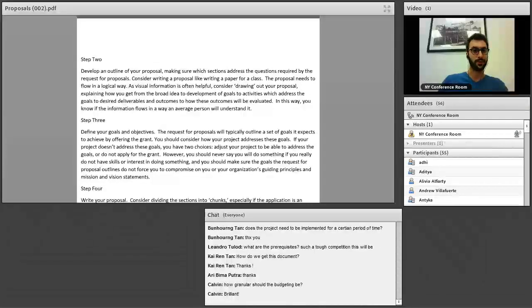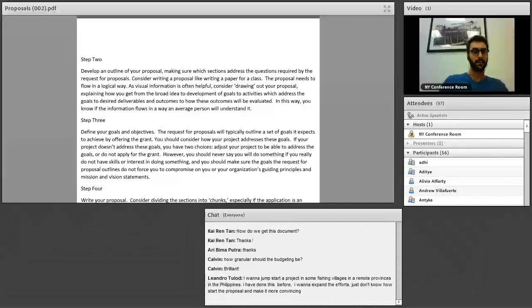So step 2, after you've written down all of the information that you need to know about how to craft a proposal, is making an outline. You see all the questions that they're asking. Consider this like writing a paper for one of your classes, an essay. Your proposal needs to flow in a logical way. If you're a visual person, it may help to draw it out. You can explain how you got to the broad idea and the goals that you are addressing. And one major thing is: what are your deliverables? What are your outcomes? This will go towards your project's sustainability and scalability.